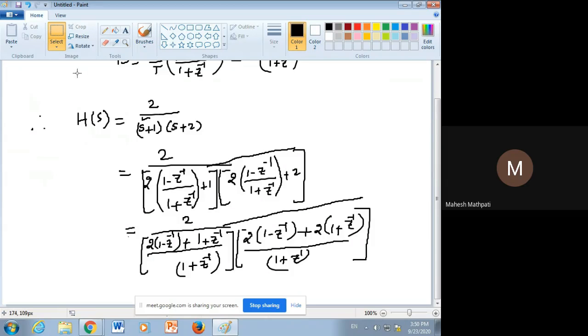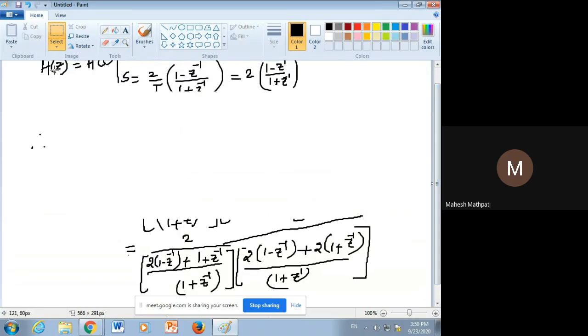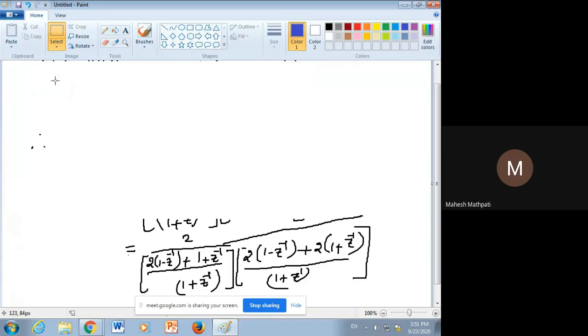If I move to the further step, so what I can write is next again H of z equals to, it can be written as, here we have 1 plus z inverse and 1 plus z inverse, so it can be written as 1 plus z inverse square divided by 2 minus 2 z inverse plus 1 plus z inverse.